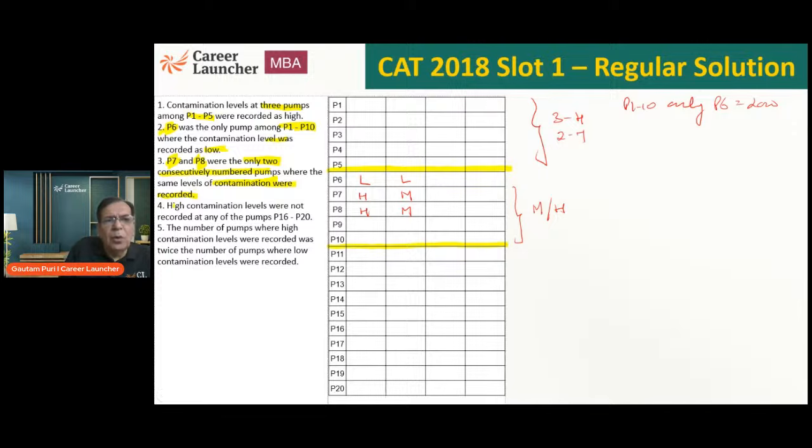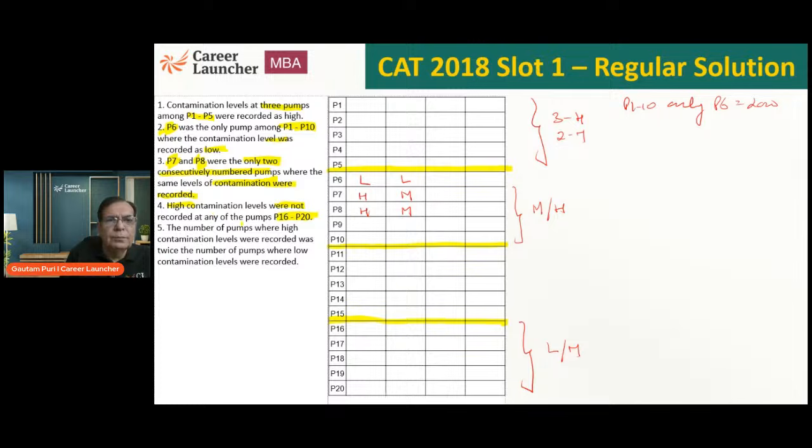Then, statement 4: high contamination level was not recorded in any of the pumps from P16 to 20. So if I look at P16 to 20, none of them is high. That means all of them have a contamination level of low or medium.